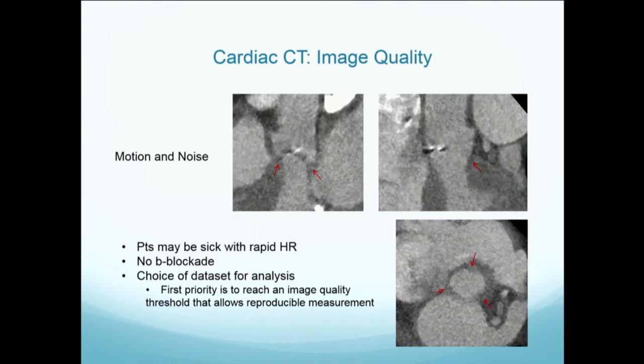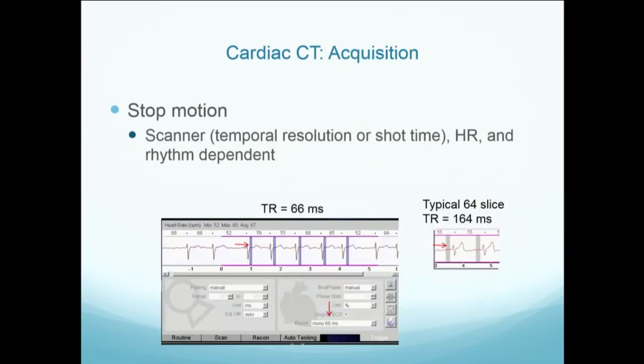Here we go. So for CT, image quality is preeminent. And you may have patients who are sick, with a rapid heart rate, no beta blockade. So you have to choose your data set for analysis, where the first priority is to reach an image quality threshold that allows for a reproducible measurement.